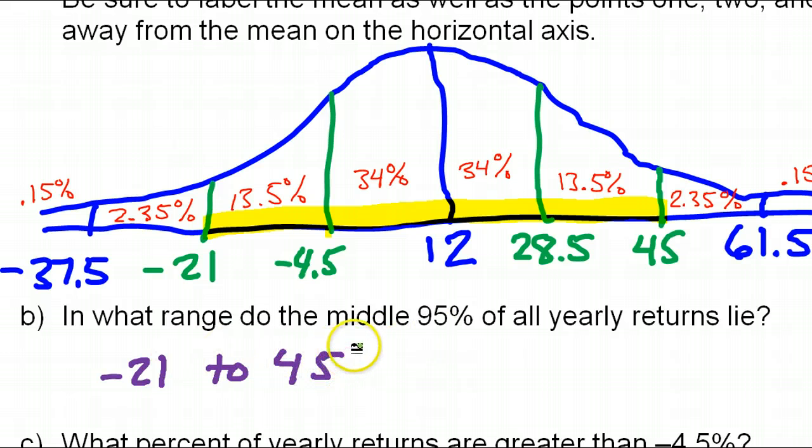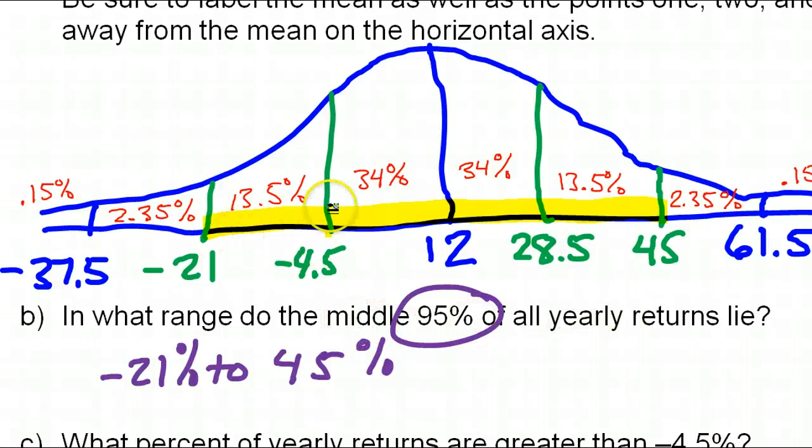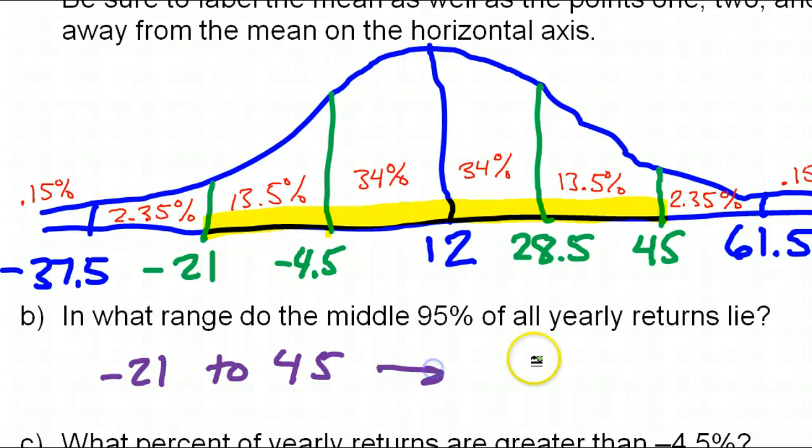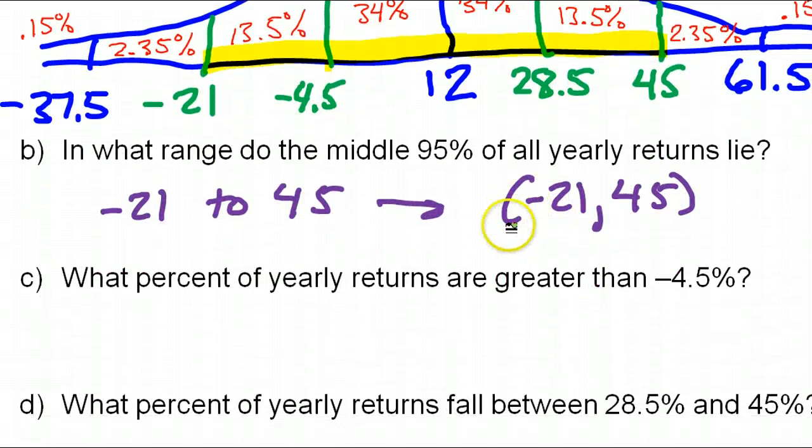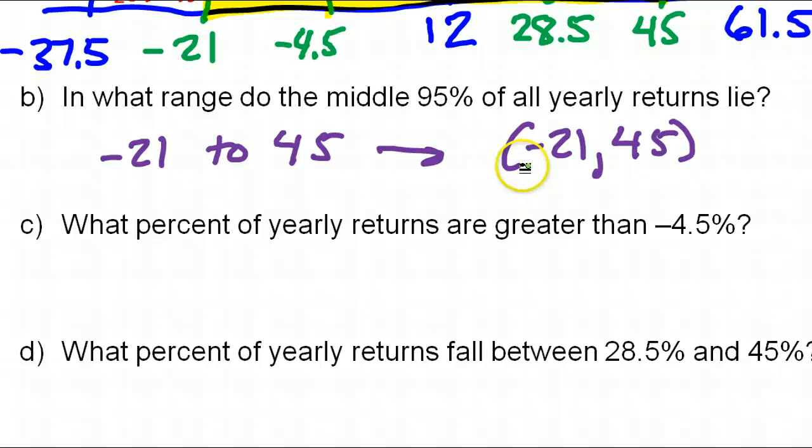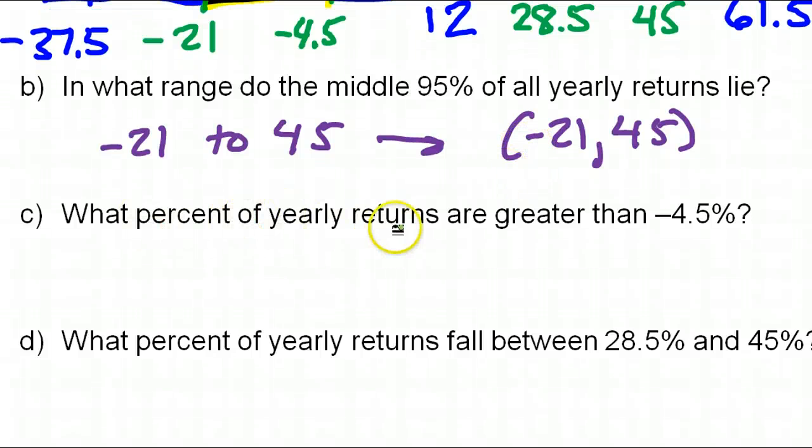Okay, so in this case the data happens to be in percentages. That's not usually the case, but between -21 and 45. And you can write your answer in interval notation if you want, like this, -21 to 45. Okay, what else? What percent of yearly returns are greater than -4.5%?